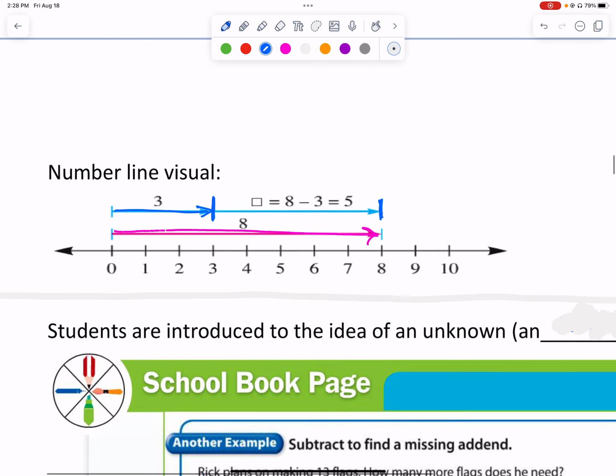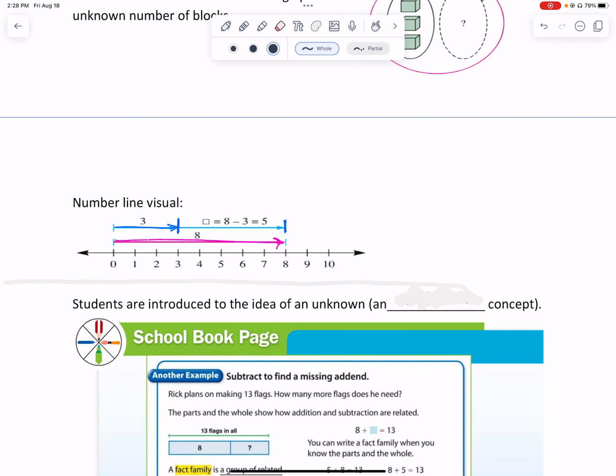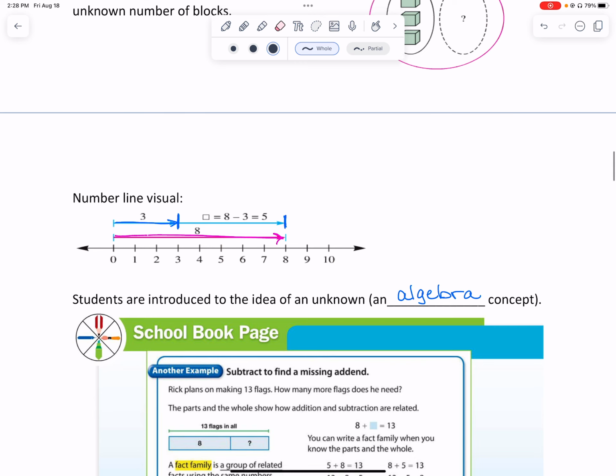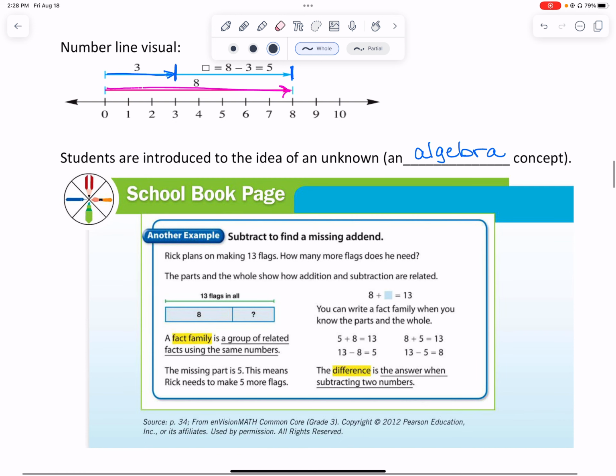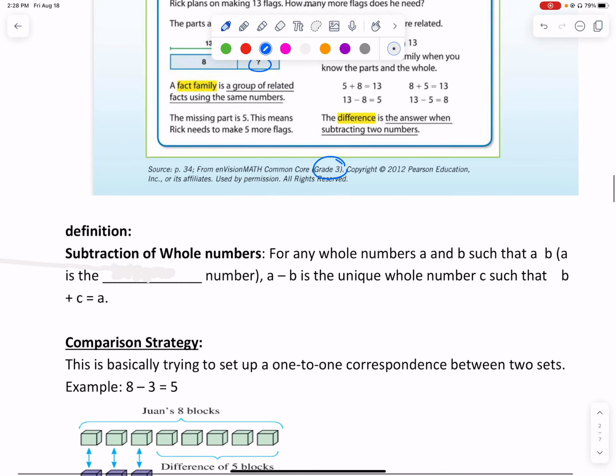So in subtraction, students are introduced to the idea of something that's not known, an unknown. That's actually an algebra concept. Notice this is in grade 3, and they're starting to use question marks or blocks, okay? So that's just introducing that unknown.